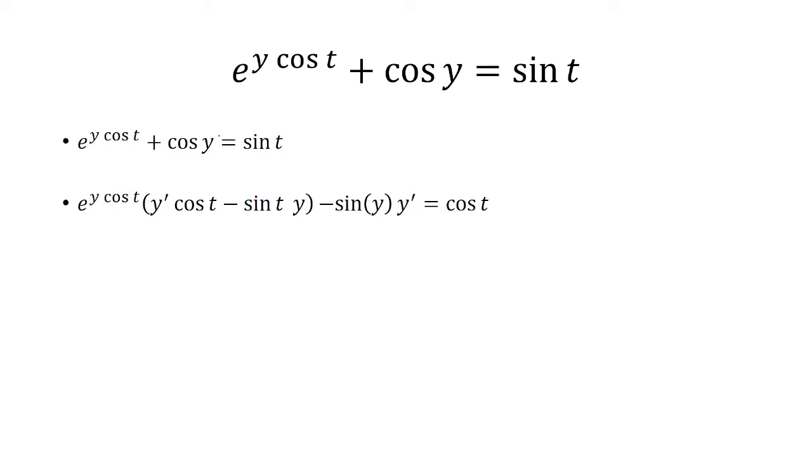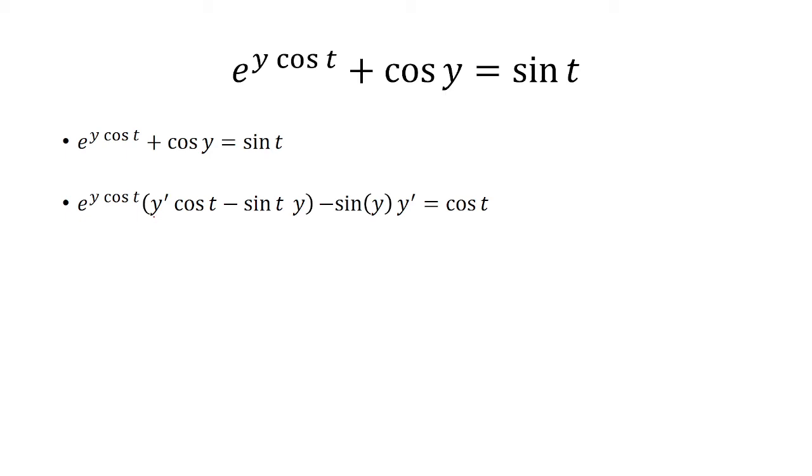Now we want to take the derivative of cosine of y. That's going to be negative sine y times y prime. So the reason we multiply by y prime is because y is a function of t. So think of that as chain rule. Take the derivative of the outside function, keep y the same, the inside, and then multiply by the inside derivative. Then we take the derivative of sine to get cosine of t.